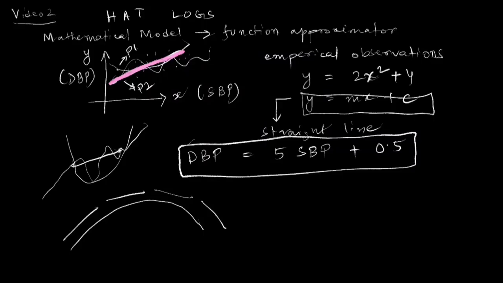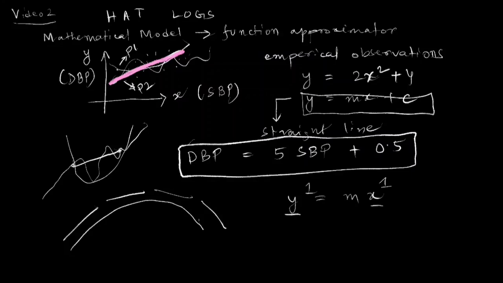Now, what is a linear equation? A linear equation is essentially when you have both y, for example, in this case, you have y and x. They are both to the power 1.